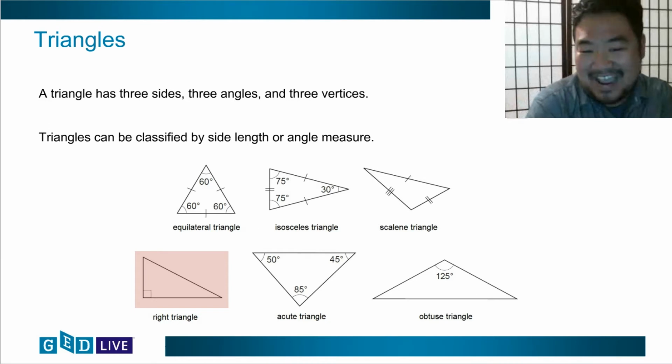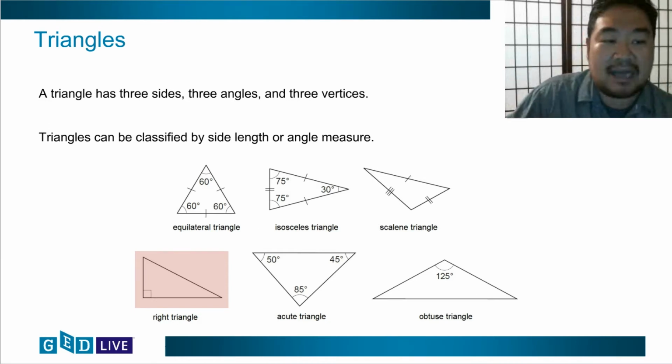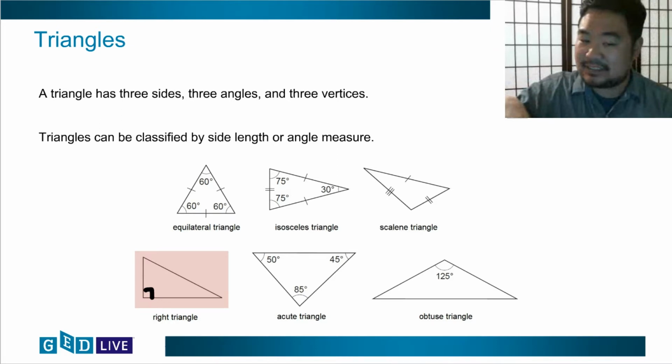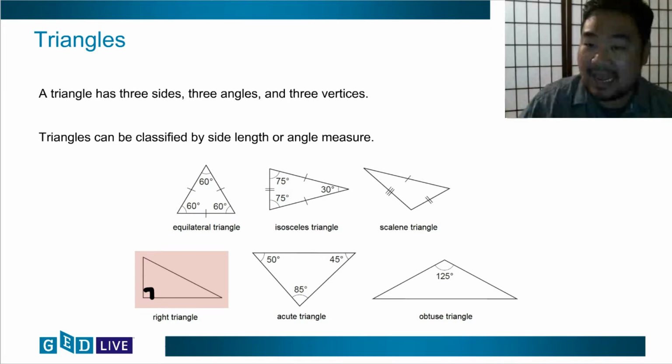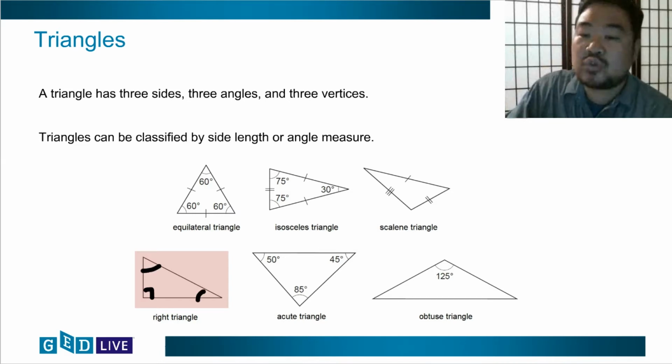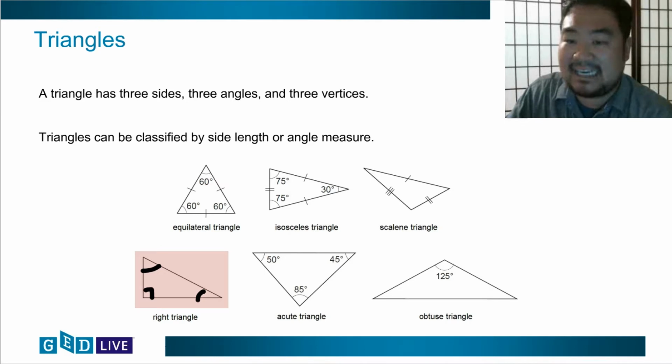It has a 90-degree angle. That right triangle literally means that little box there. I'll highlight that. That little box there indicates you have a 90-degree angle. And in a right triangle, since one angle is 90 degrees and all three angles add up to 180 degrees, you'll notice that right angle has to be the biggest, because the other two angles, over here and over here, have to add up to the remaining 90 degrees.